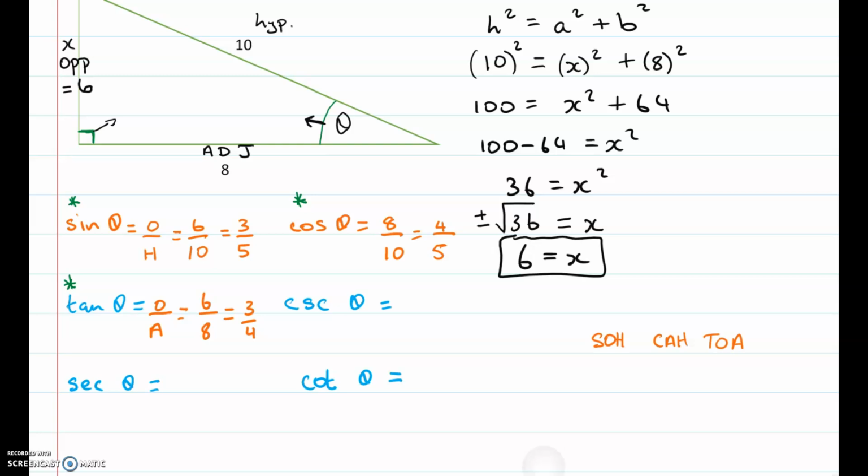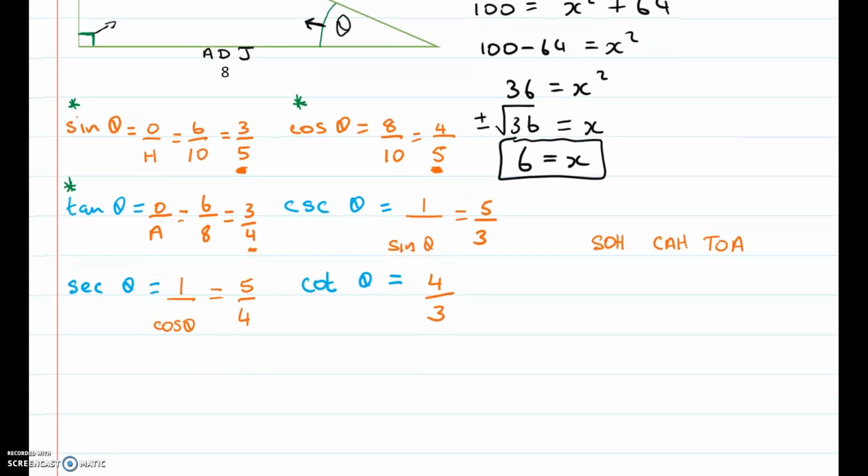Cosecant theta is the reciprocal of sine theta. So you look at sine theta, which was 3 over 5, and the reciprocal of that is 5 over 3. So you just look at sine theta here, and you turn it upside down. Secant theta is the reciprocal of cosine theta, so it's 1 over cosine theta. So you look at cosine theta here, and you turn that upside down, you get 5 over 4. And cotan of theta is the reciprocal of tan theta. Okay, so 4 over 3.